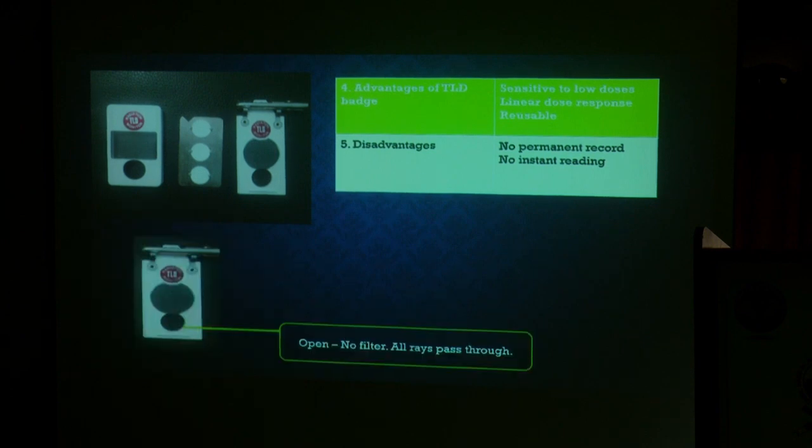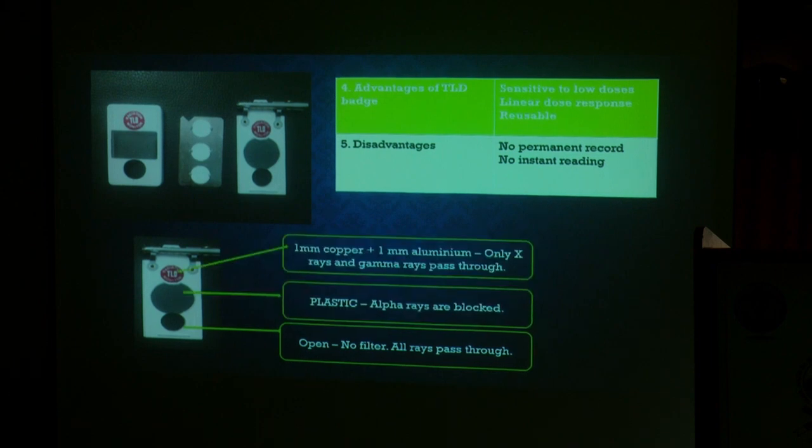Now coming to the parts of the TLD badge: one is the open window, next is the plastic window, next is the metal window. Why is the open window necessary in the bottom part? It is because it has no filter, so all rays pass through it. The middle window is made of plastic. Alpha rays, which are the heaviest of all radiations, are blocked by the plastic filter. Next, 1 mm copper and 1 mm aluminum constitute the metal filter. Here only X-rays and gamma rays pass through. It is used for measuring the radiation dose.